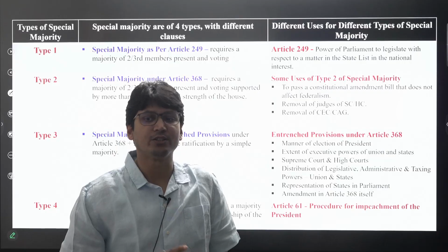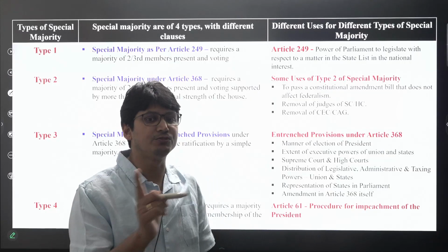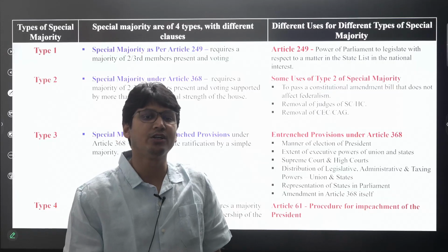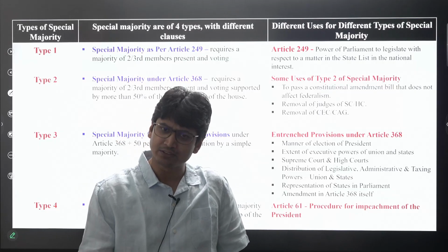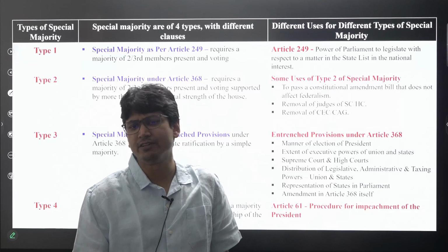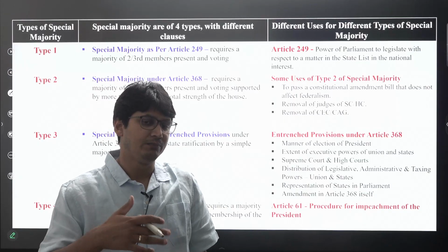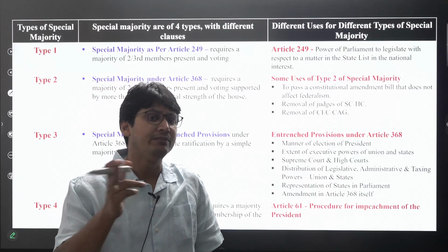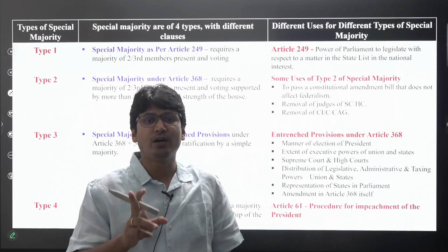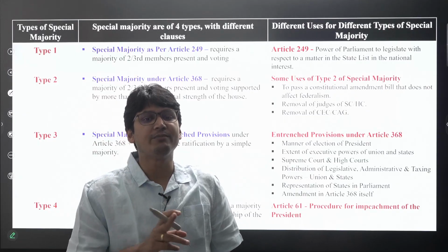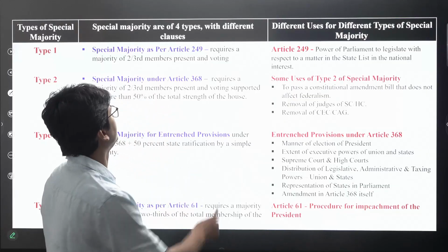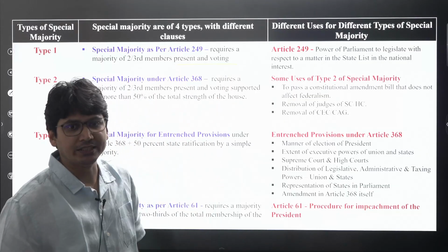Type 1 majority. So type 1 majority mentioned under Article 249 requires majority of 2/3 of the members present and voting. We'll discuss this more elaborately obviously when we take up Article 249 and associated matters. But please understand that type 1 majority mentioned under Article 249 requires majority of 2/3 of the members present and voting. This is important. Present and voting.